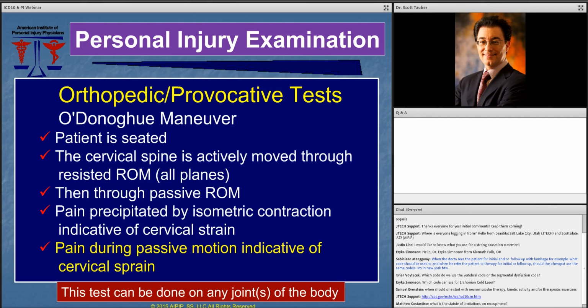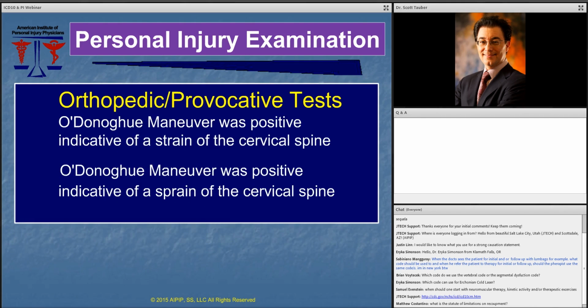Now, if you really want to get good and you want to raise your documentation to another level, you can put in the actual planes of movement where the patient had the pain. So it could be, O'Donoghue maneuver was positive in flexion, right rotation, and right lateral flexion, indicative of a strain of the cervical spine. And you can do the same thing for the sprain, whichever planes of movement.